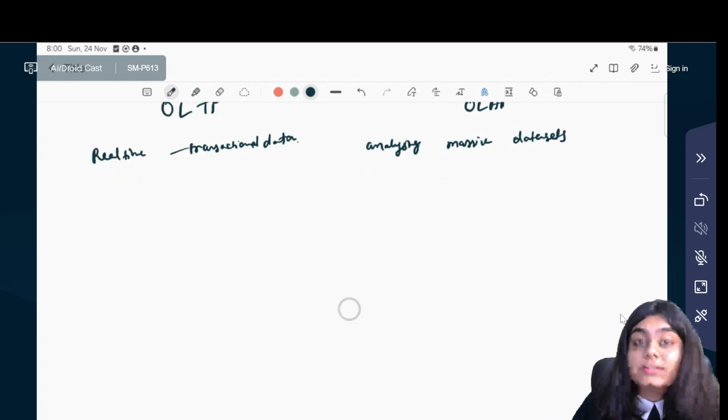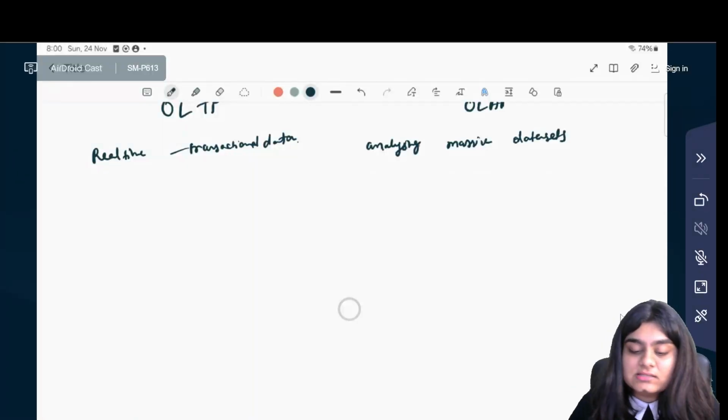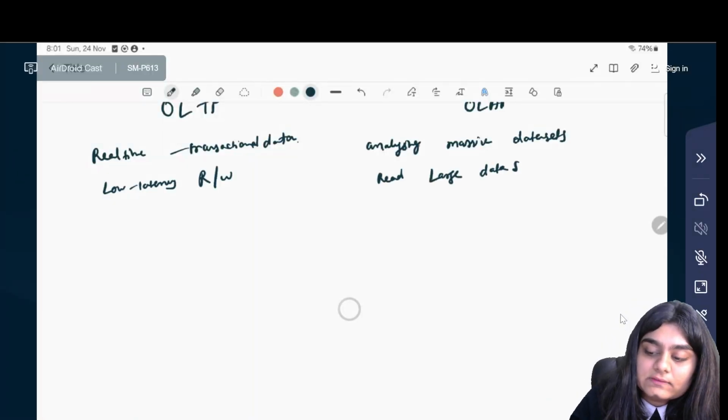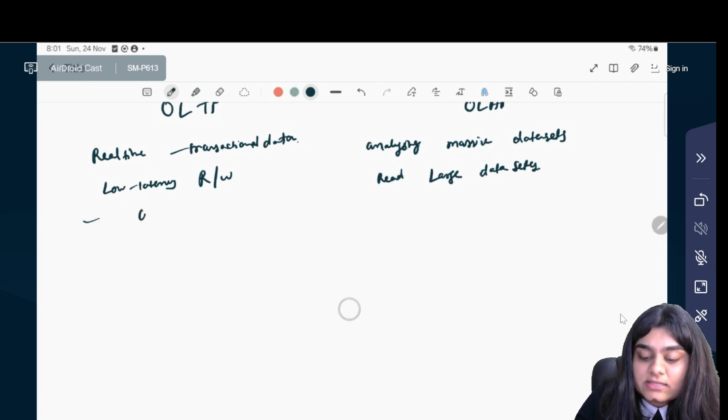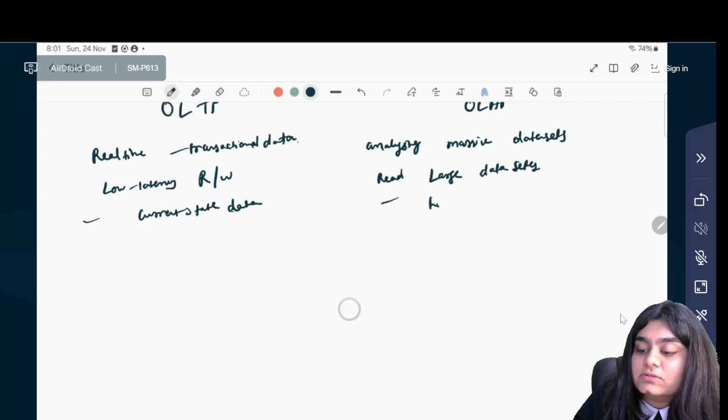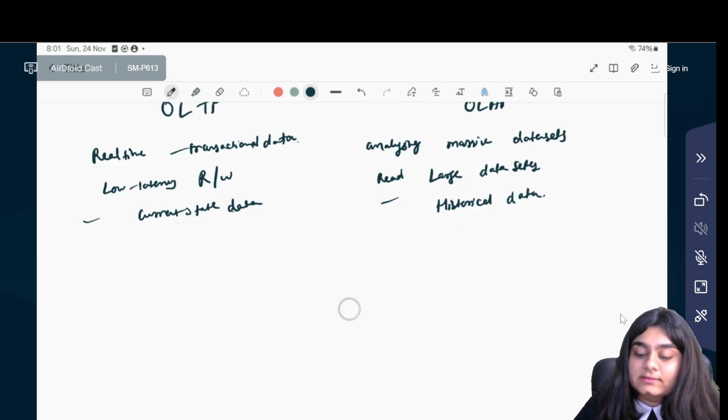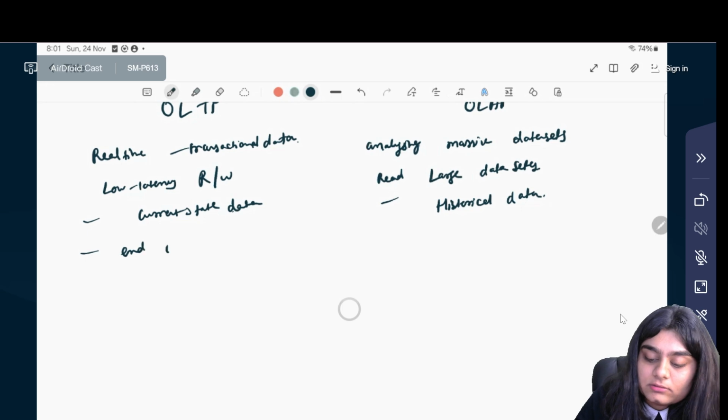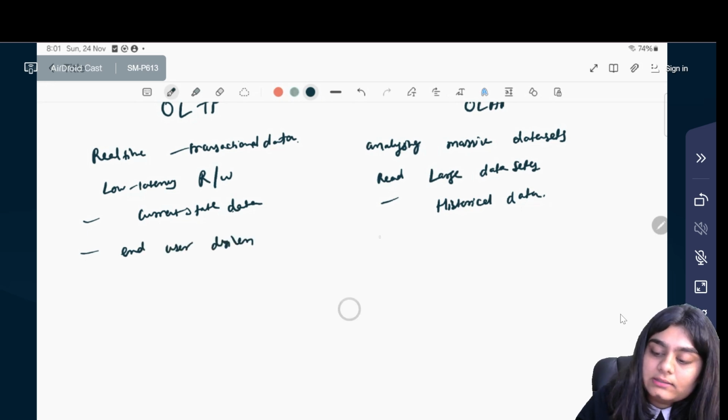OLTP requires low latency reads and writes while OLAP reads large data sets. Here the data is at present or current state, and here the data is historical or past. And this is all end user driven and it is analyst driven.